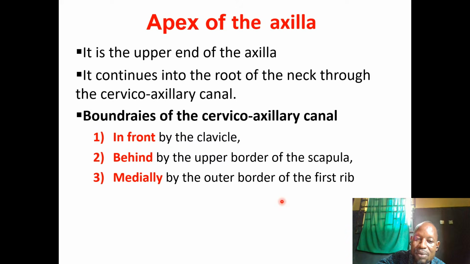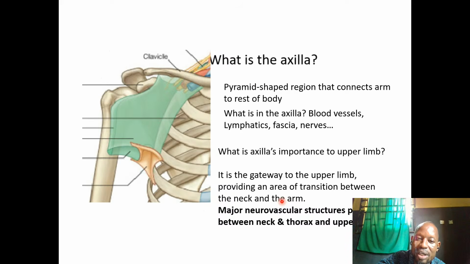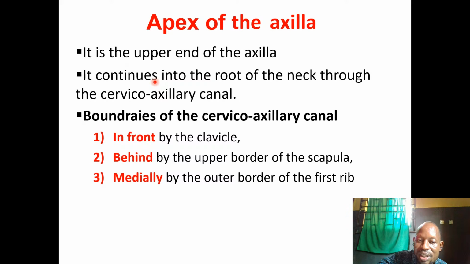I wouldn't bother about these boundaries; they are written here. But the cervico-axillary canal, let us see a picture. Anteriorly it is bounded by what? The clavicle. Medially, you have the lateral border of the first rib. Laterally, you have the head of the humerus. Posteriorly, you have the coracoid process of the scapula. Those are the boundaries that make up the cervico-axillary canal.